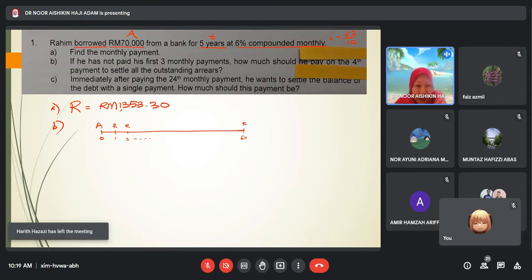Tetapi apa ceritanya kat sekarang, yang jadi sekarang ni, the first 3 months dia tak bayar. Tiba-tiba on the 4th month, dia nak settlekan everything. Yang tak bayar, outstanding arrears maknanya bayaran tertunggak. So, semua ni tak ada. Semua ni tak ada ya, kosong, tak ada R. Until the 4th month. Semua ni tak ada.